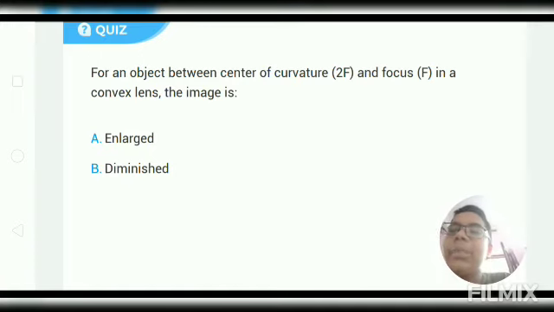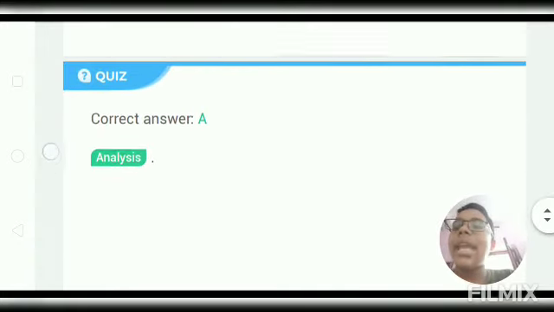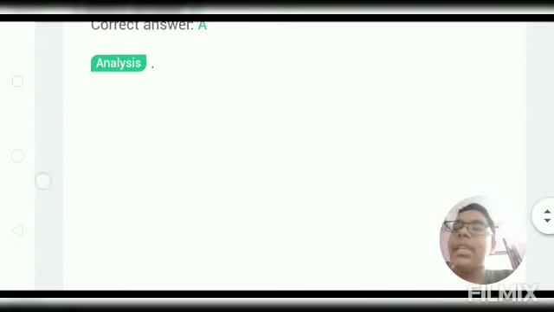Another small question. For an object between the center of curvature and focus in a convex lens, the image is enlarged or diminished. Time ends in 10, 9, 8, 7, 6, 5, 4, 3, 2, 1. Timer. We get an enlarged image.